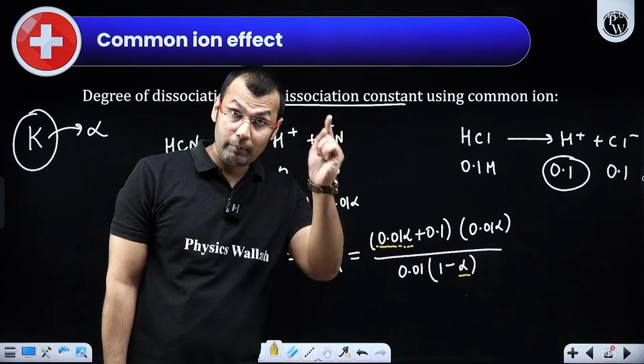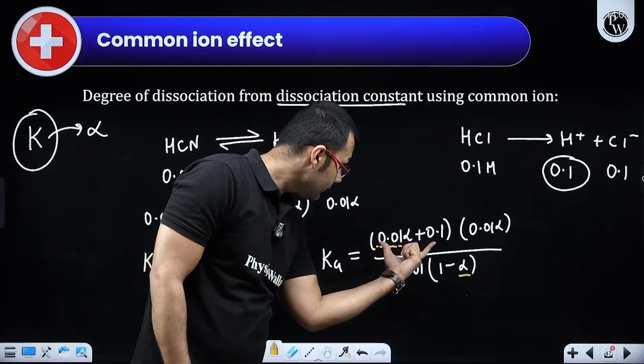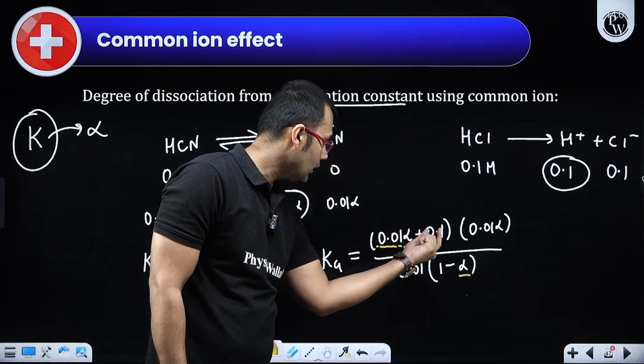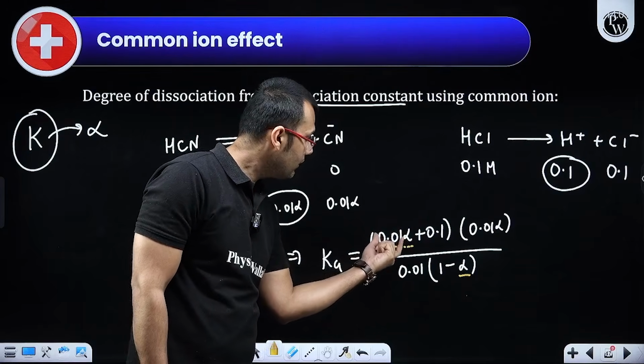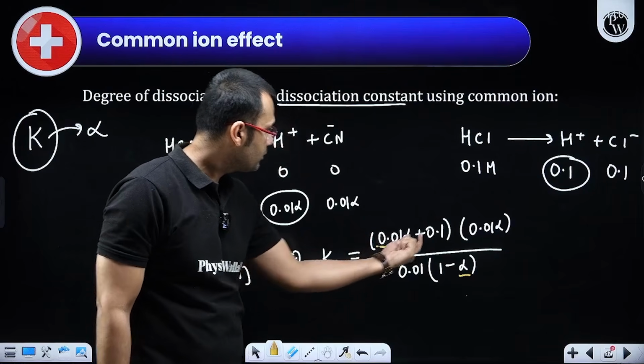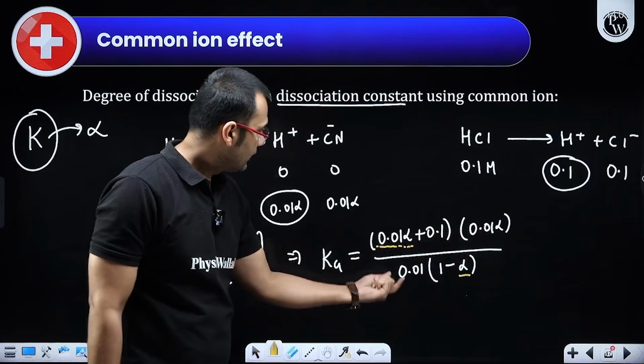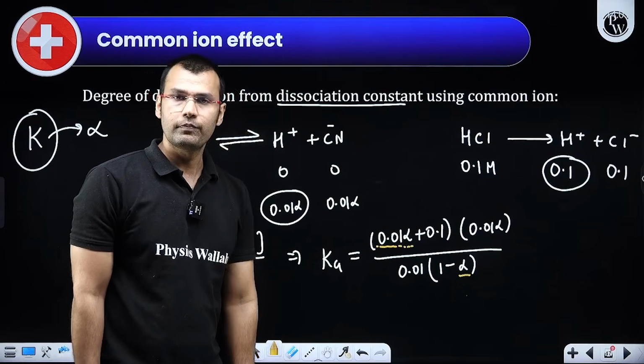And please always remember this point: whenever we get this type of summation of something plus alpha, alpha will be ignored. This term can be written as 0.1 into 0.01 alpha divided by 0.01, right?